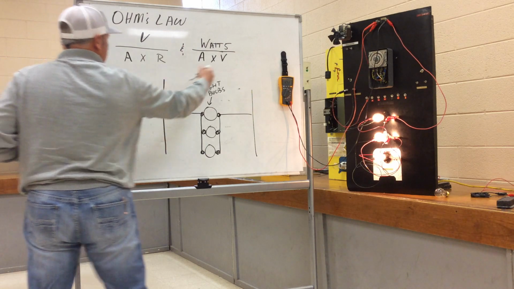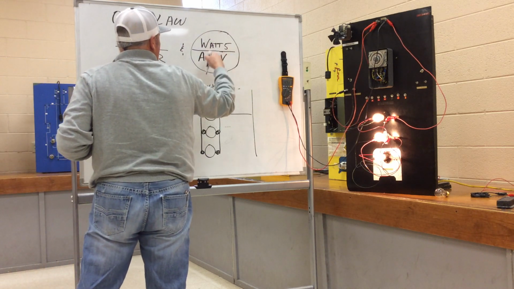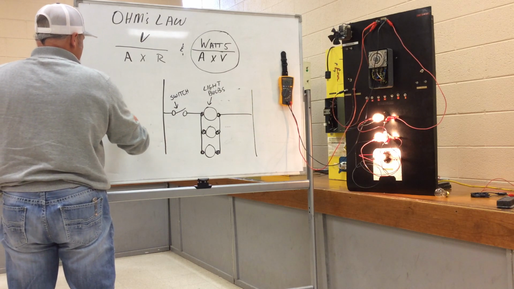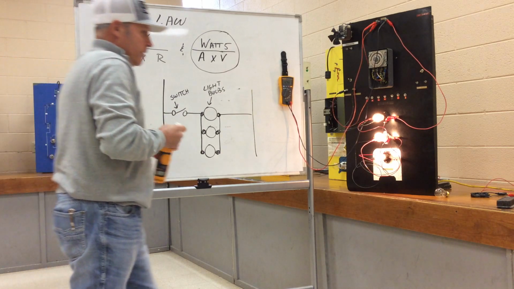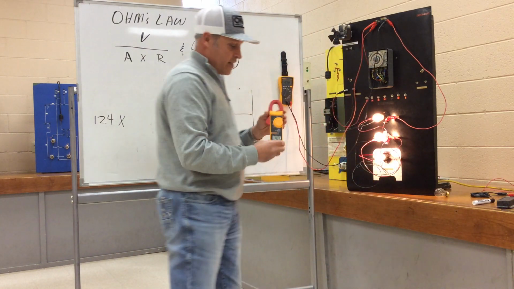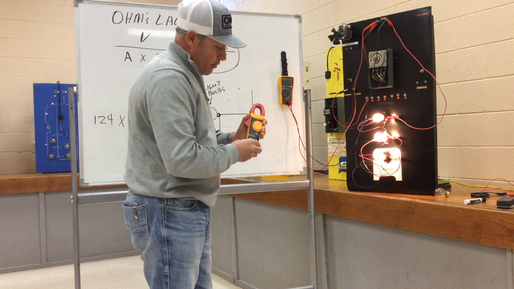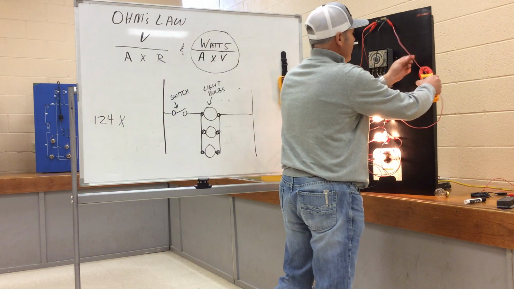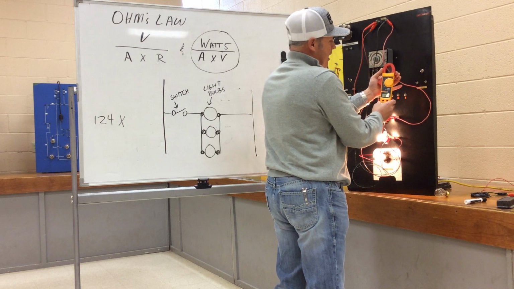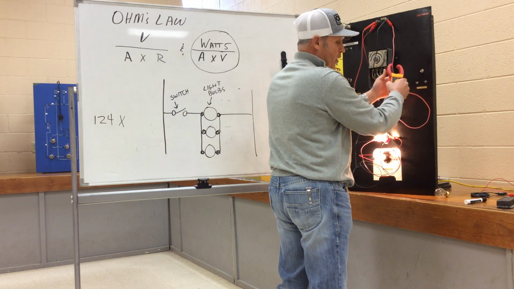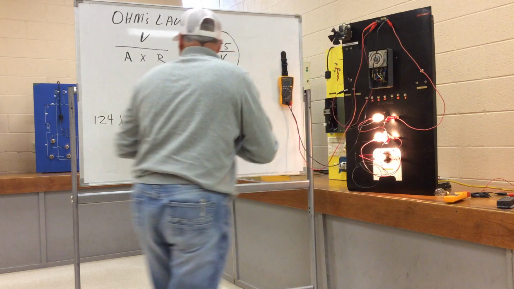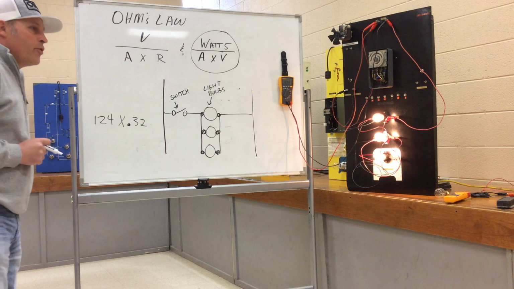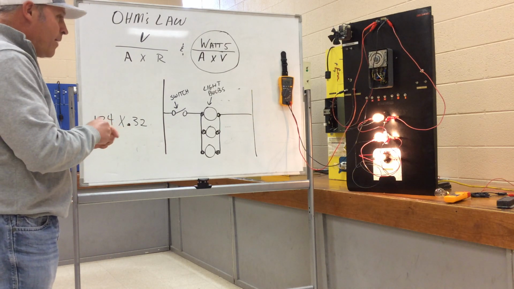So voltage, we're going to use this formula right here to find our wattage. If we take 124 volts and multiply it times our current, we're going to use this amp clamp right here to measure our current. Put it on amperage AC, go to our main wire feeding everything, and we can see that our total current is 0.32 amps. Now I've already done the math here.